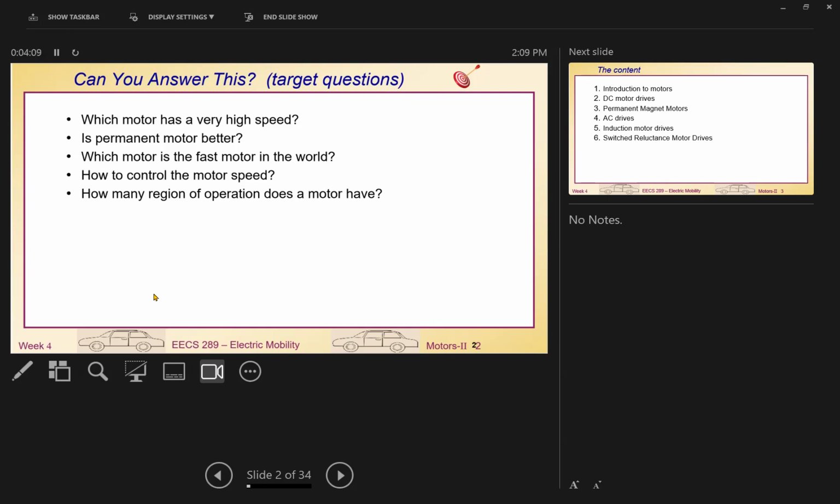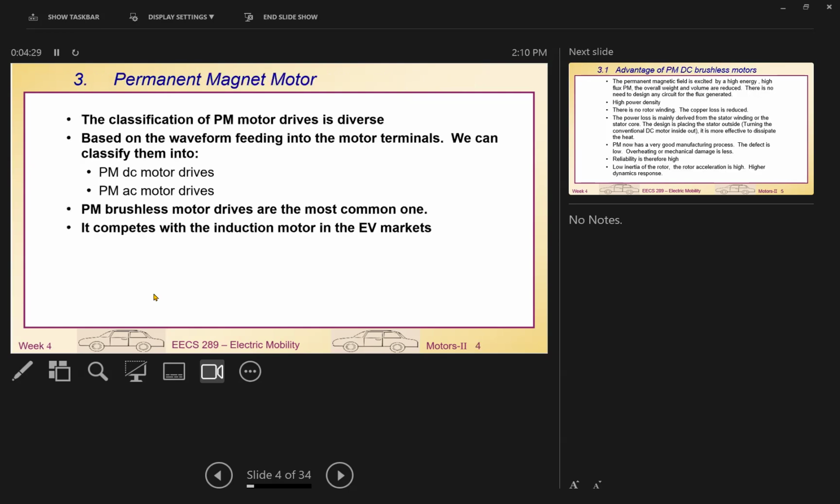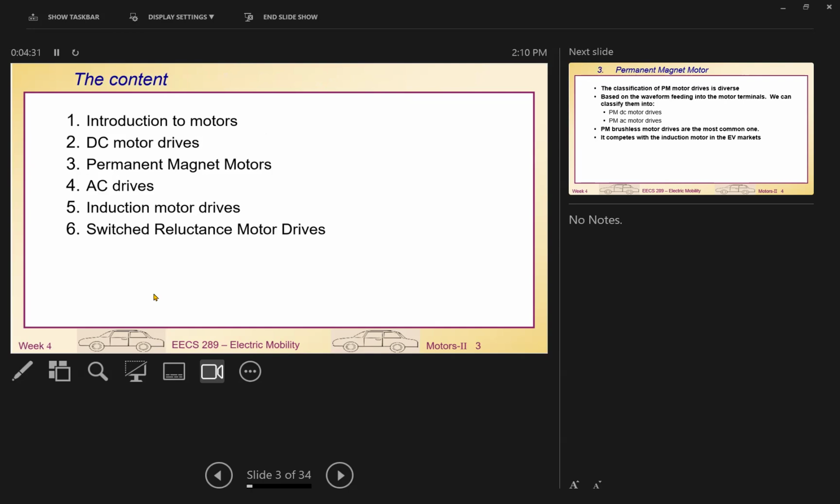And then how to control motor speed? Of course, as we mentioned, we use an inverter to control motor speed in a typical way. And how many regions of motor control do we have? We say 4 quadrants: quadrant 1, 2, 3, 4 to operate. Anyway, today we already discussed session 2 about the DC motor. Now we're going to discuss more about the PM permanent magnet, and then AC drive, induction motor, and switched reluctance. They are all popular motor drive systems for EV.